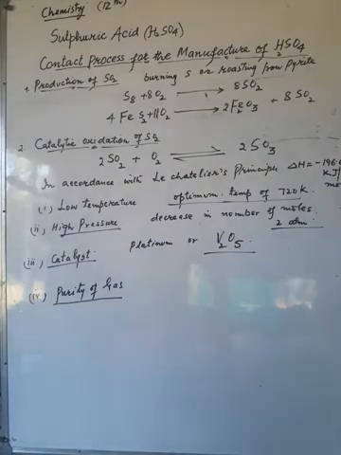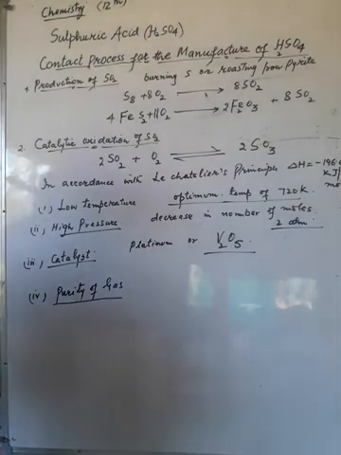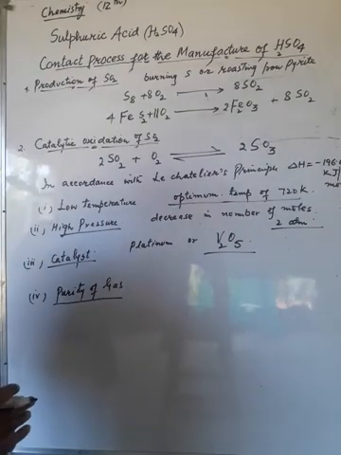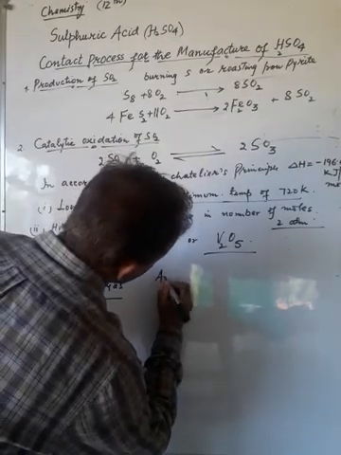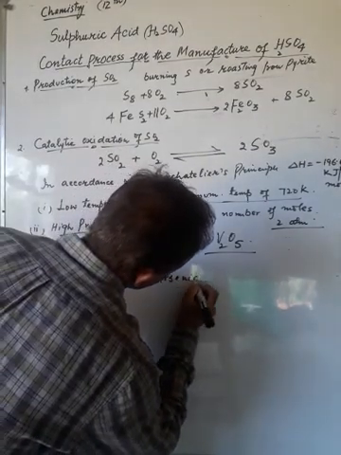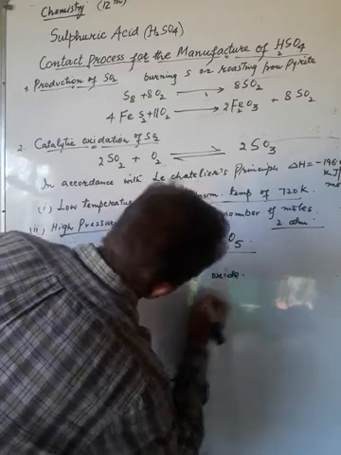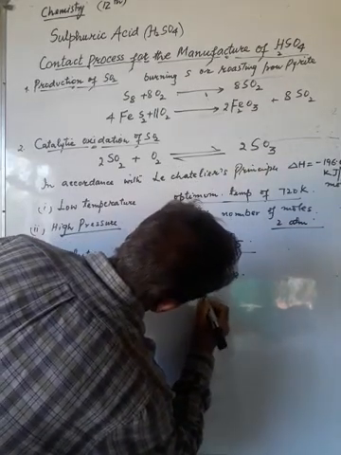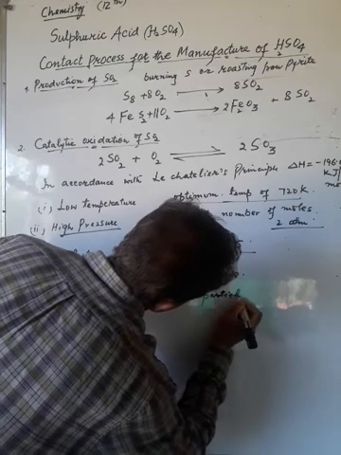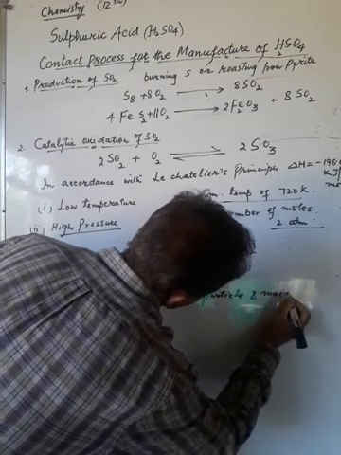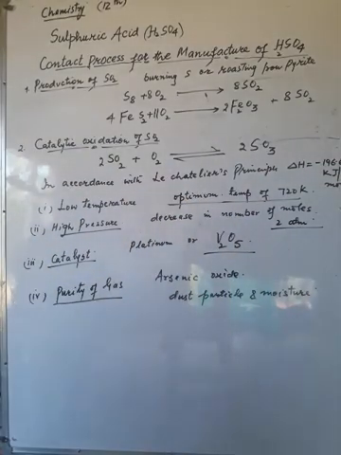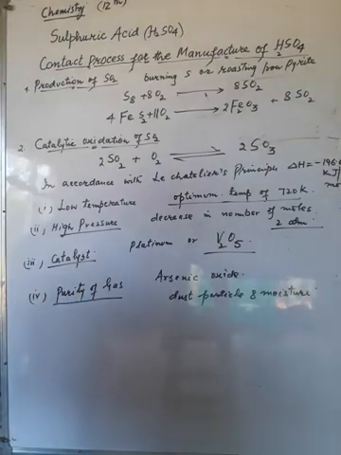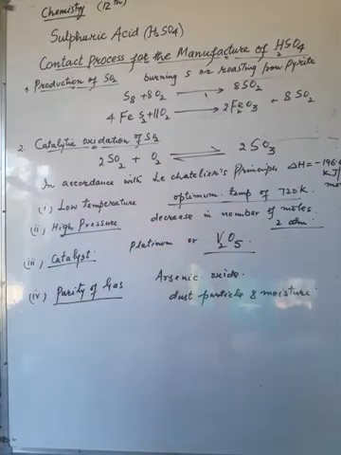To prevent the poisoning of the catalyst, the gas is freed from impurities like arsenic oxide, dust particles, and moisture. The gas is purified from these impurities so that the catalyst does not get poisoned.